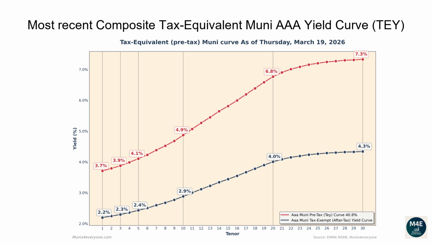The one-year tax-exempt yield is 2.2%, corresponding to a 3.72% tax-equivalent yield for investors in the top tax bracket. The two-year tax-equivalent yield is 3.79%. The 5-year tax-equivalent yield is 4.11%. The 10-year tax-equivalent yield is 4.87%. The 20-year tax-equivalent yield is 6.77%. The 30-year tax-equivalent yield is 7.33%.